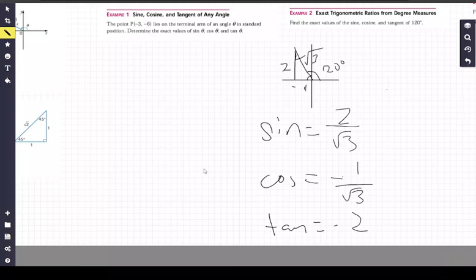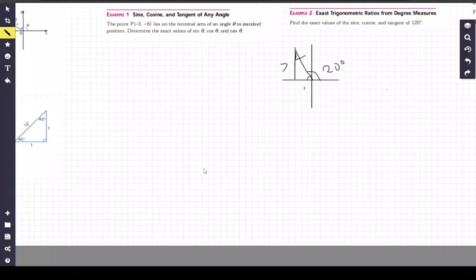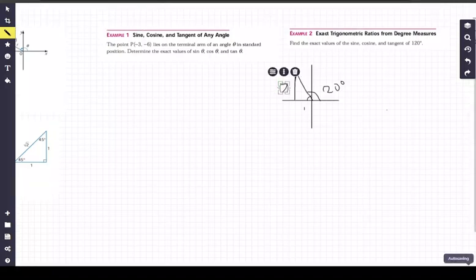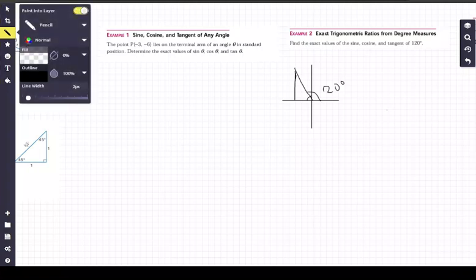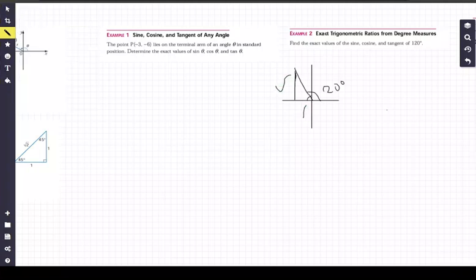Oh wait, sorry. So I messed it up. Sorry guys. So this is √3, 1, 1, 1, √3, and 2.